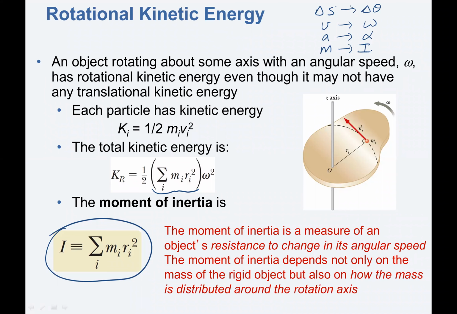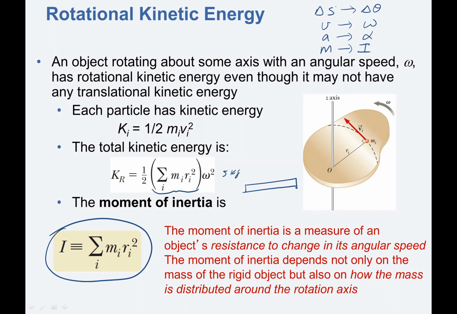So you can say the moment of inertia is a measure of an object's resistance to change in its angular speed. The moment of inertia depends not only on the mass of the rigid object, but also on how the mass is distributed around the rotation axis. And that's the very important thing. To make the object rotate, we not only need to know about its mass, but also how the mass is distributed. Because for example, if you are trying to rotate a meter stick, and let's say the meter stick is 5 kilograms.